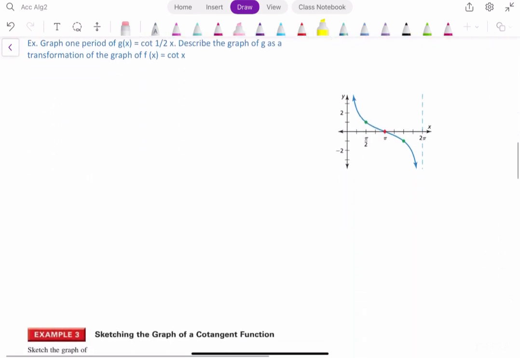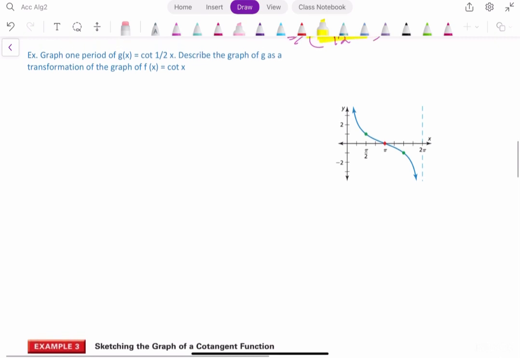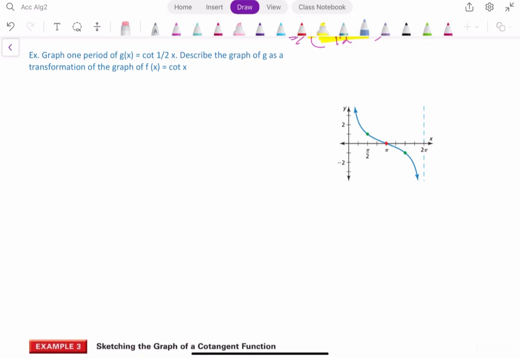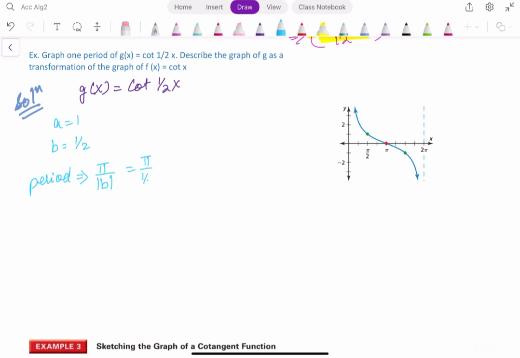Now we have cot of 1/2 x. If I look at the function, I know a is 1 and b is 1/2. That means we have a vertical stretch, but since it is a tangent and cotangent function, we are not talking about vertical stretches as such. But just for understanding, a is 1 and there is a horizontal stretch by a factor of 2 because the coefficient of x is 1/2. So just try to relate it with the sine and cosine functions. The period, again, is pi over the absolute value of b, which is 2 pi.